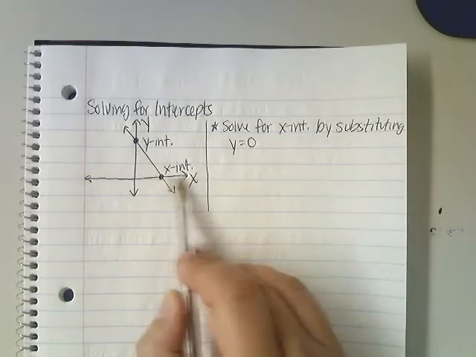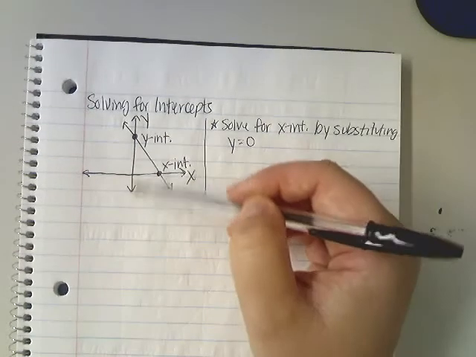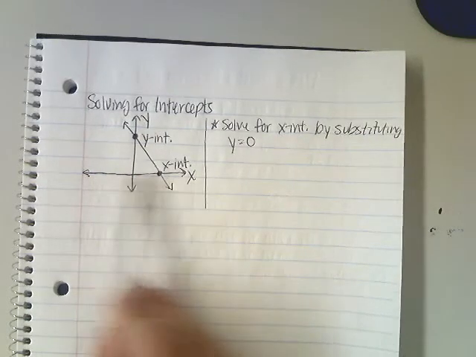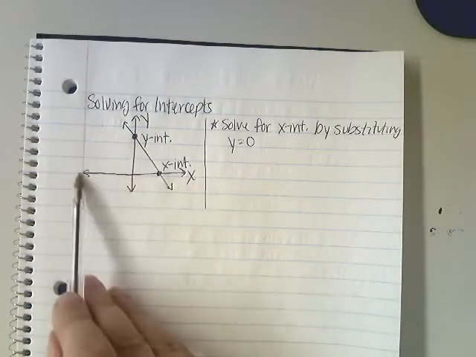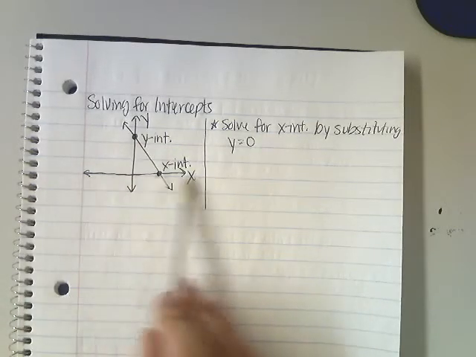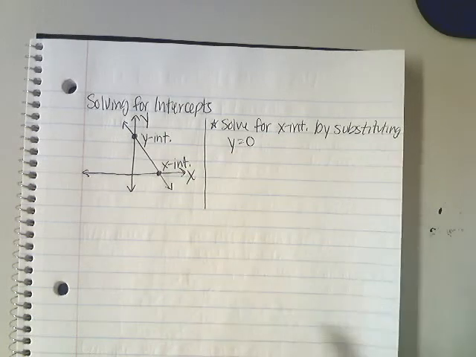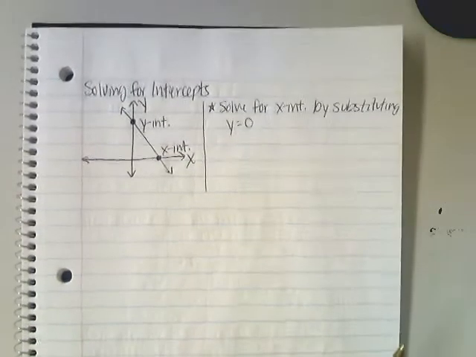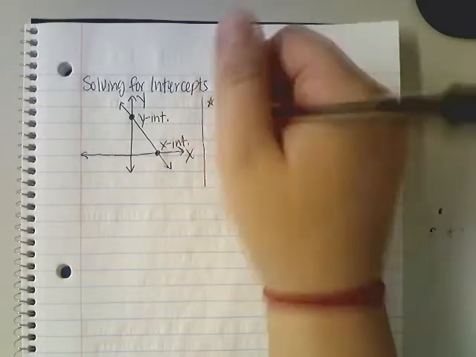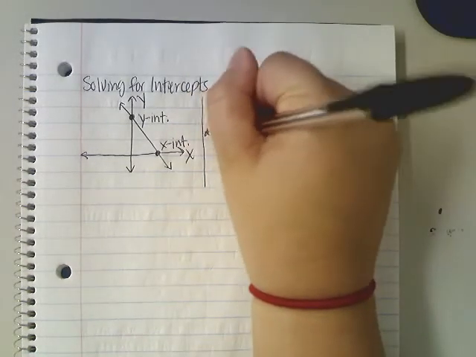So when I know my x-intercept, see how this is my y-axis, and I know all the y's up here are positive, all the y's down here are negative. The x-axis cuts that right in half, so the x-axis is where y equals 0. So all along the x-axis, y has to equal 0. So I know whenever I'm solving for the x-intercept, I can substitute 0 for y and get my x value. Similarly, you will do the same for the y-intercept with x.